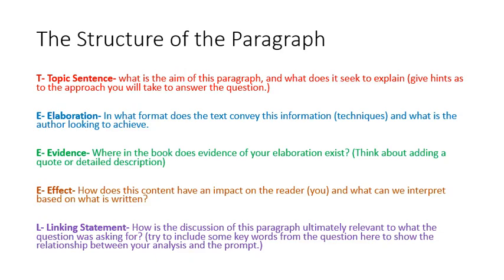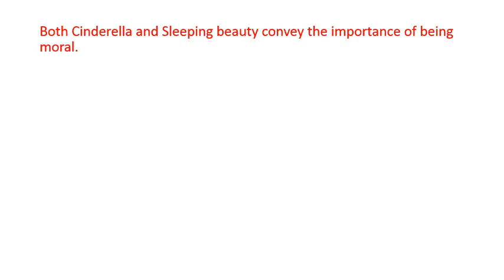The topic sentence, if you've been through this before, is all about listing the theme. Now, if the two texts had different themes for my example, I would start by saying one text has this theme while the other text has this theme. That kind of business. But because they both have the same theme, that's essentially what I'm going to say. Here's my example. Both Cinderella and Sleeping Beauty convey the importance of being moral.